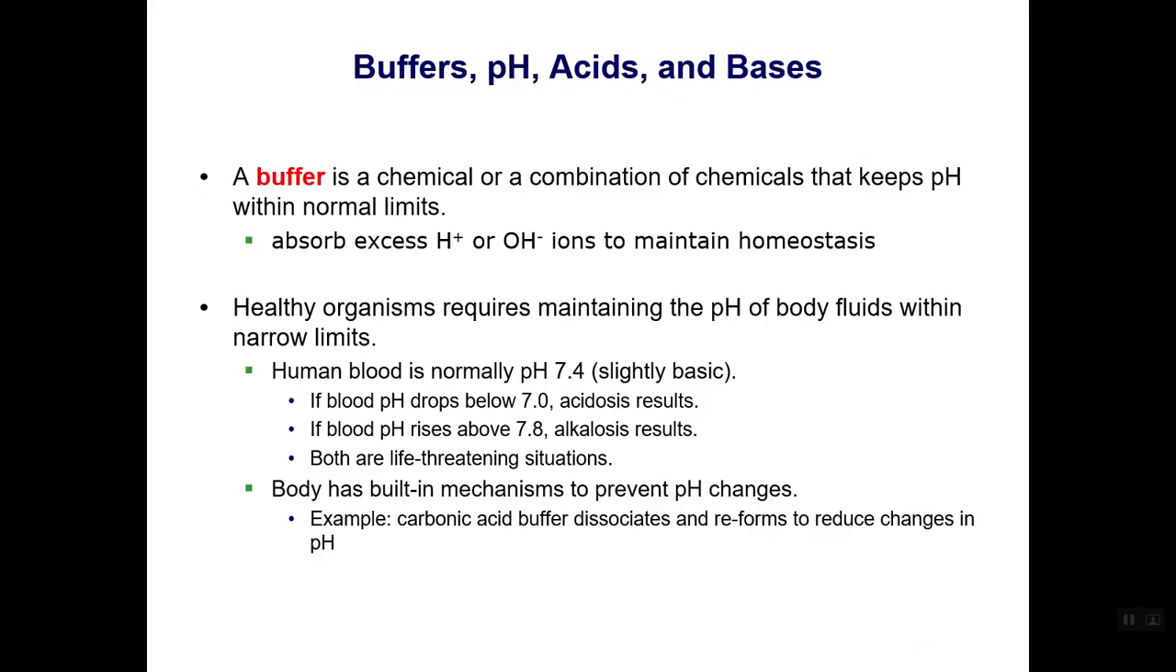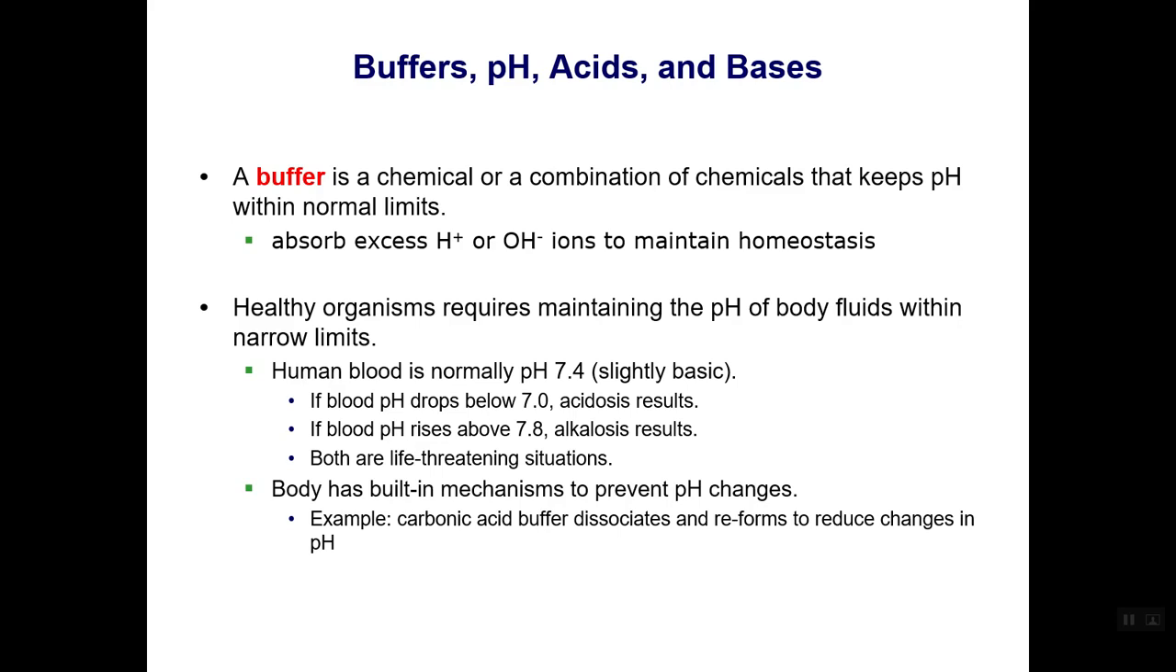All right, next, buffers. So buffers are a chemical, or it can be a combination of chemicals that helps maintain pH. They can absorb excess hydrogen or hydroxide ions to help maintain homeostasis. That's really important for healthy living organisms like our own bodies. So, for example, it's very important for our blood to maintain its pH. Your blood should be approximately 7.4. Normal reference ranges for blood pH is between 7.35 and 7.45.